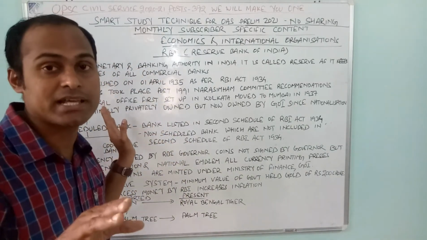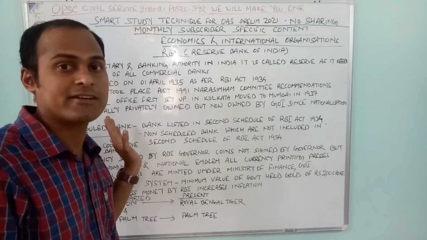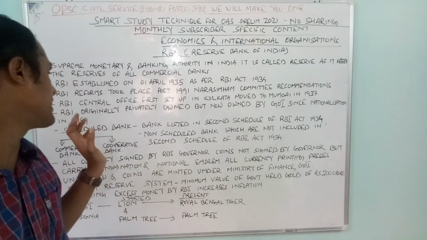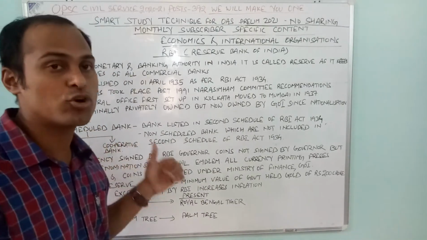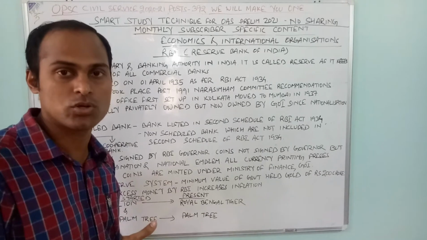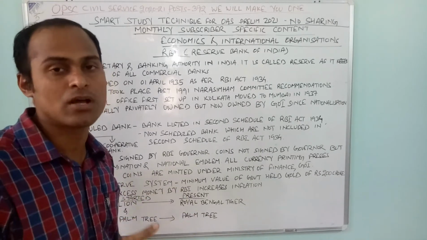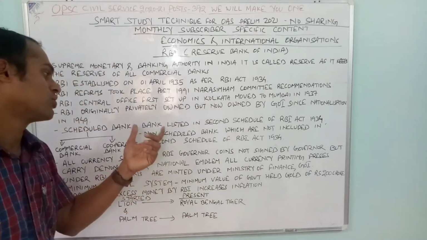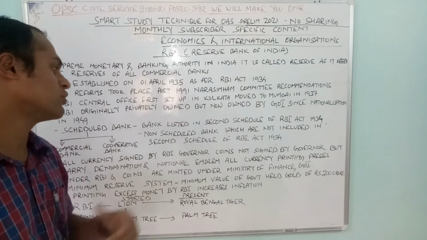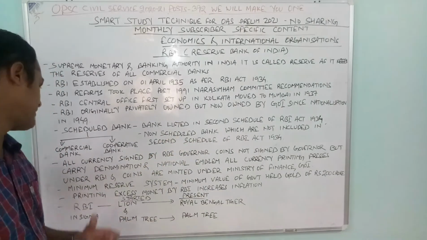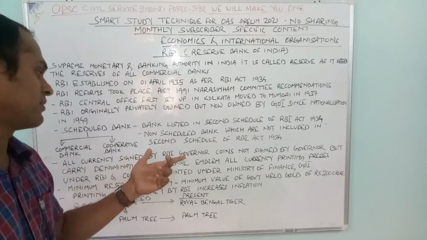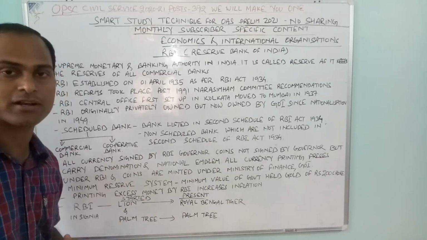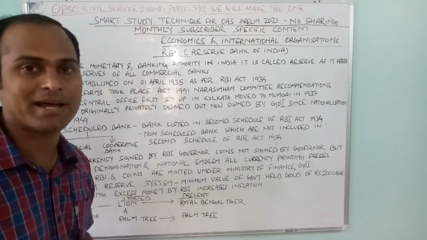It was previously privately owned, and later in 1949, when RBI was nationalized, it became owned by the Government of India. Then scheduled banks are those mentioned in the second schedule, and they are of two types: commercial scheduled banks and cooperative scheduled banks. Non-scheduled banks are not included in the second schedule of the RBI Act 1934. All currency is signed by the RBI governor. Coins are not signed by the governor. All currencies are printed by RBI.